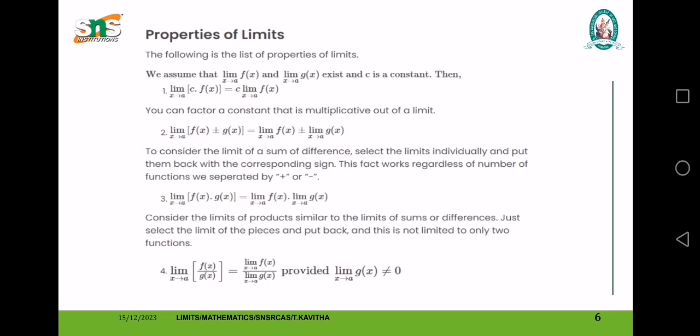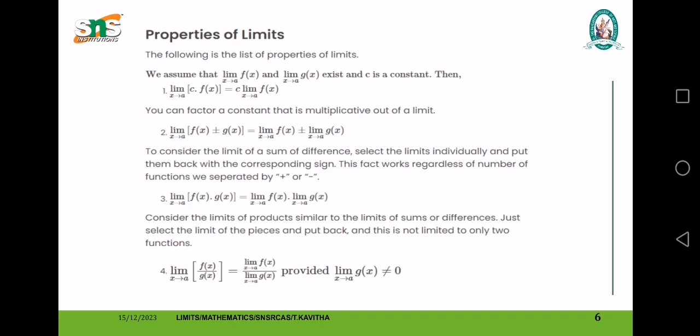The second one, the sum of two functions: limit x tends to a of f of x plus or minus g of x is equal to limit x tends to a f of x plus or minus limit x tends to a g of x. To consider the limit of a sum or difference, take the limits individually and put them back with the corresponding sign. This fact works regardless of the number of functions separated by plus or minus.